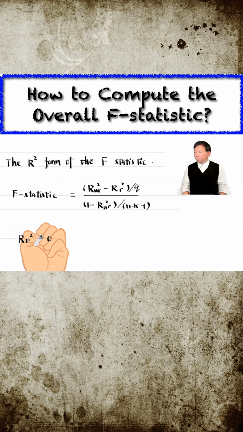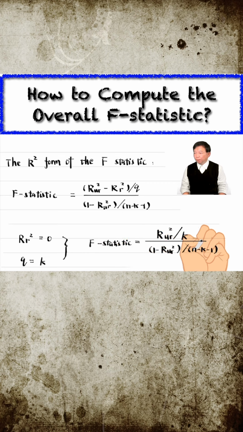The R-squared form overall F-statistic can be written as follows. The numerator degrees of freedom, Q, is the number of restrictions, which equals the number of explanatory variables, K, for the overall F-test. So we only need to regress the unrestricted model and plug in the unrestricted R-squared to find the overall F-statistic.